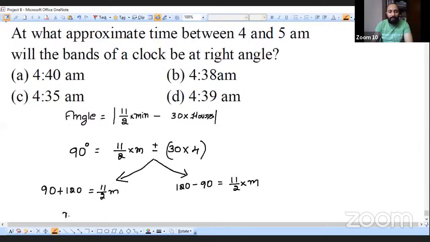So here how many minutes am I going to get? 120 plus 90 into 2 divided by 11. How many minutes? And here how many minutes? It is 4 o'clock only. After 4 o'clock, how many minutes are we going to get here and here?